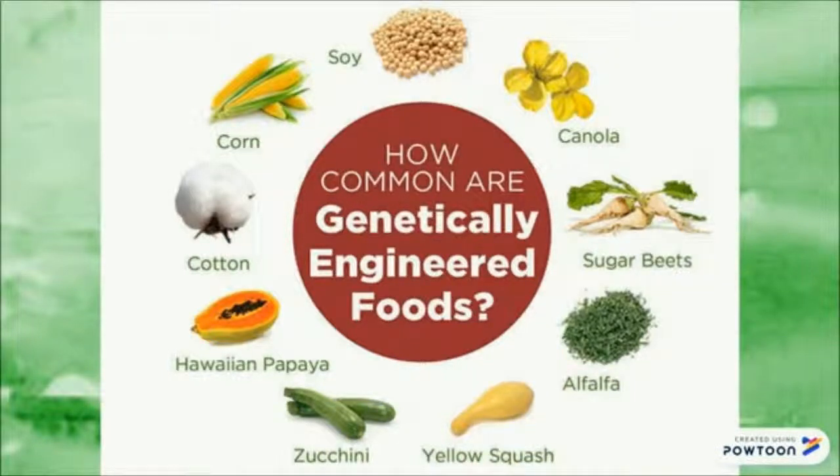Canola, sugar beets, alfalfa, yellow squash, zucchini, Hawaiian papaya, cotton, corn, and soy are some examples of genetically engineered foods.